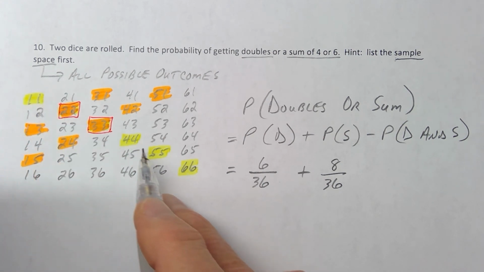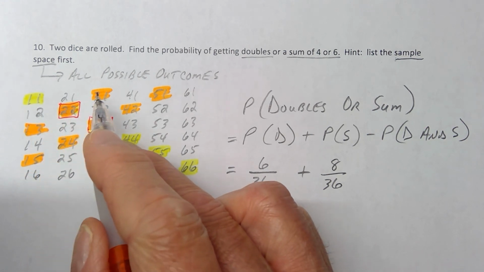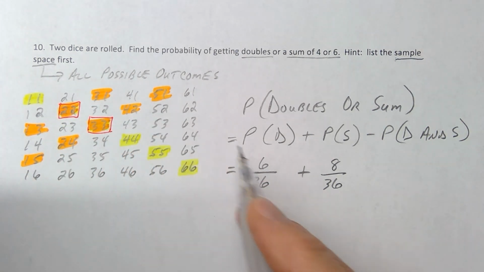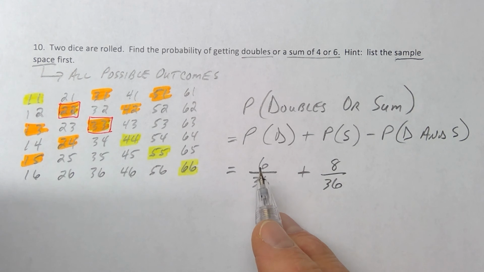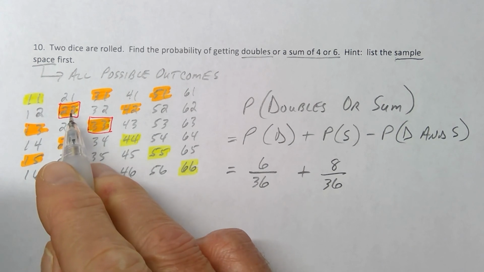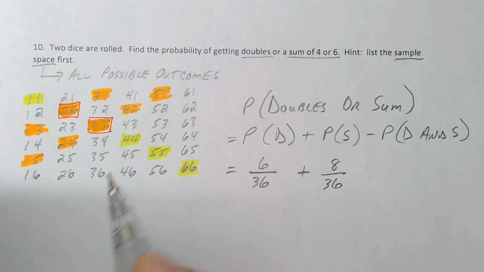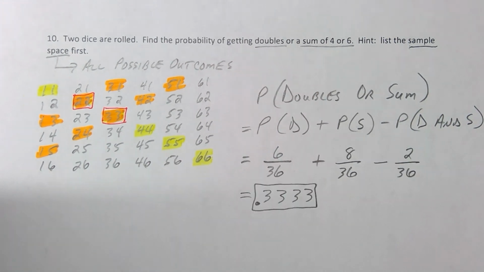We counted them once with the doubles right here. They're part of my 6. And then we counted them again with the sums. They're part of my 8. I counted them here and I counted them here. I counted them too many times. All right, so I've got to take out the extras. I counted this one twice. That's 1 extra. I counted that one twice. That's 1 extra. So I've got 2 extras I need to take out.